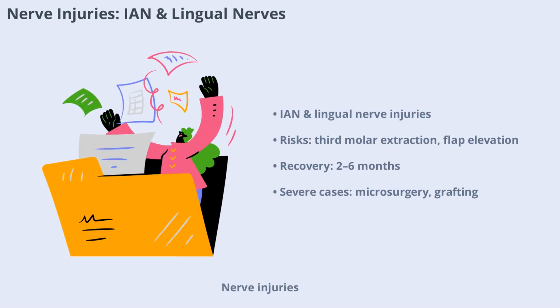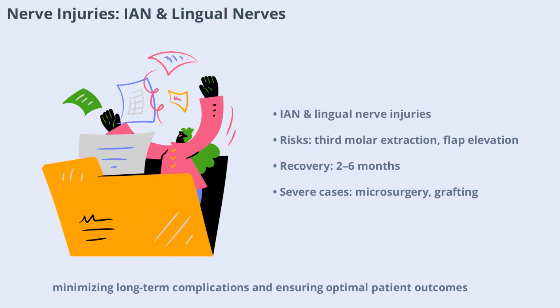Nerve injuries, particularly to the inferior alveolar and lingual nerves, are risks during third molar extractions, flap elevation, or bone cutting. These injuries can lead to sensory disturbances and require careful monitoring. Recovery may take 2 to 6 months, but severe cases might need microsurgical anastomosis, grafting, or nerve decompression by an oral and maxillofacial surgeon. Early identification and appropriate management are key to minimizing long-term complications and ensuring optimal patient outcomes.